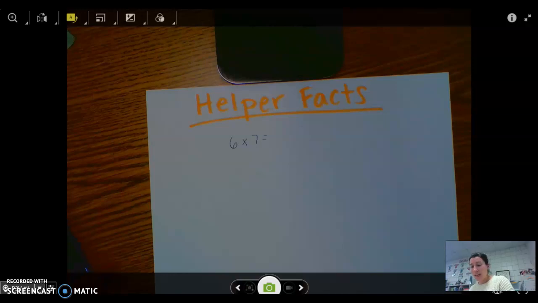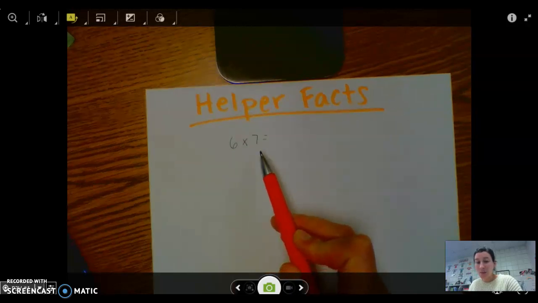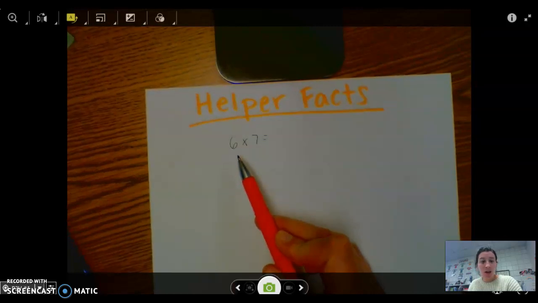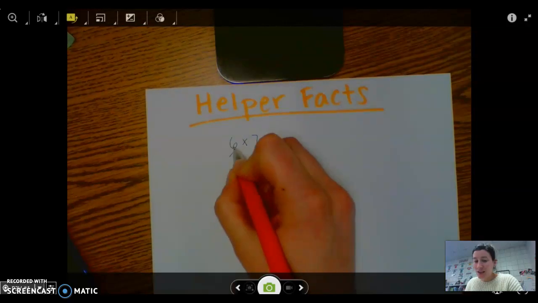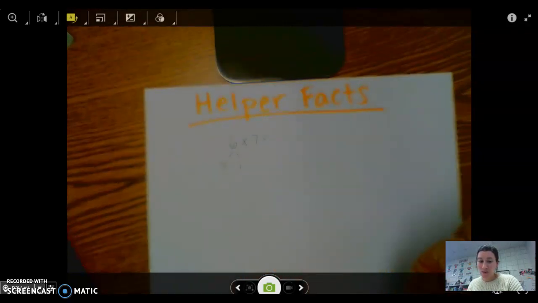All right, today we are going to be working on multiplying by sevens using our helper facts. So today we're going to start off with 6 times 7. So 6 is not a very friendly number. A number that would be more friendly would be 5. So if I take 5 away from 6, I'll have one more left.